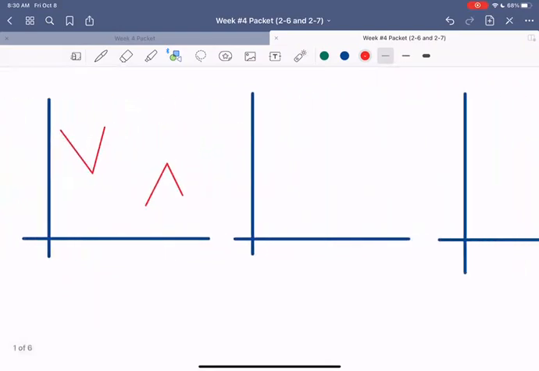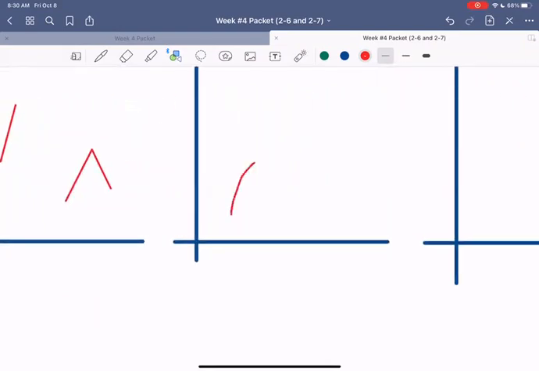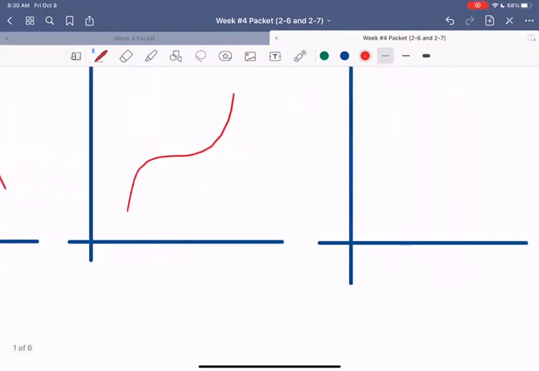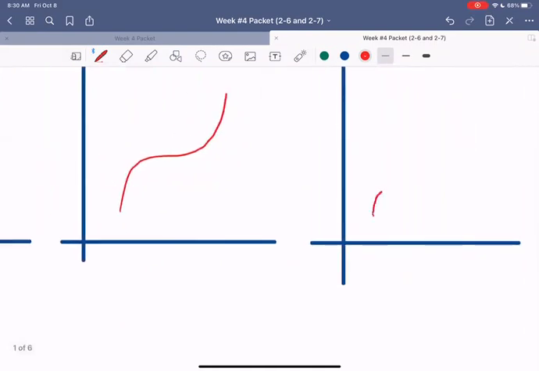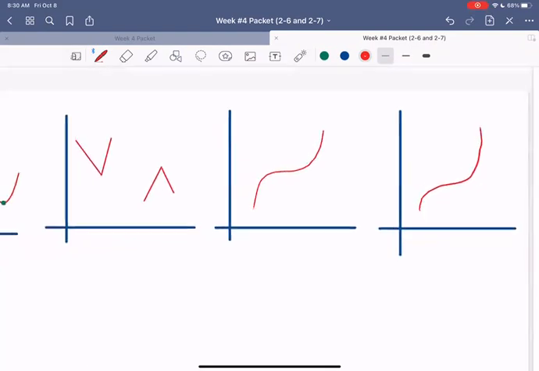Another type of critical point on our graph is when our graph changes concavity. We're going to be looking more at that in this video. I'll draw a picture for an example. And then another type of critical point is when our graph changes behavior in another way. So let's look at what's happening in each of these types of graphs.